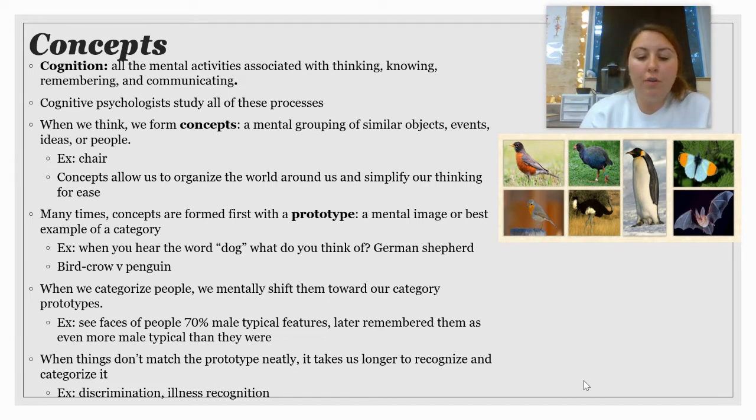Also, if you are suffering from an illness and your symptoms aren't matching your prototype of that illness, let's say a heart attack, if you're not having sharp stabbing pains in your chest, but you're having other symptoms and those symptoms aren't matching your prototype, you might not recognize that you're having a heart attack. So sometimes our brains aren't super good at recognizing things that don't neatly fit our prototypes.